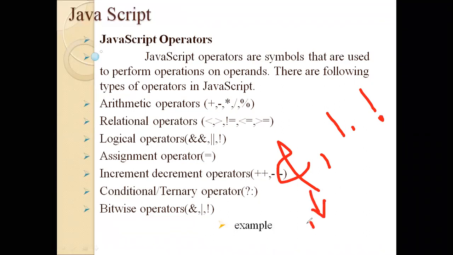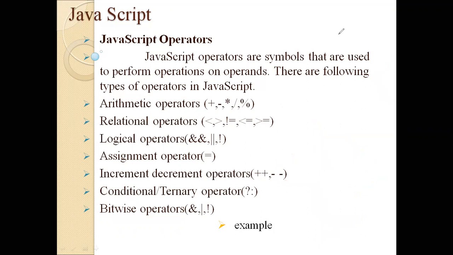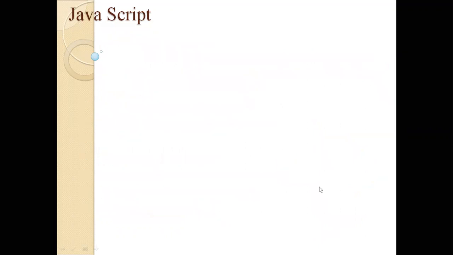The first symbol is bitwise AND, the second one is bitwise OR, and the third one is bitwise NOT. When we have a double ampersand, it becomes the logical AND operator, and when we have a double vertical line, it becomes logical OR. So keep the difference in your mind. Next, let us move to the next slide.